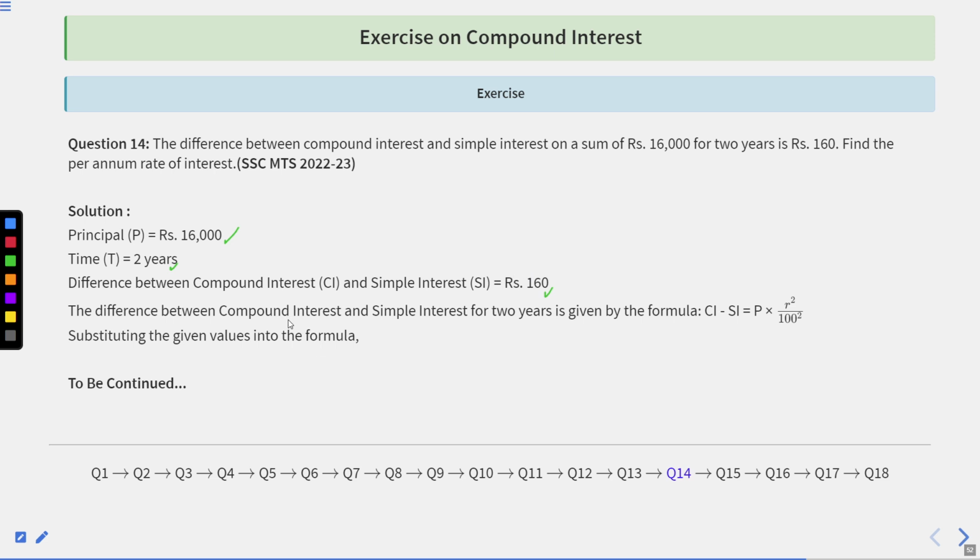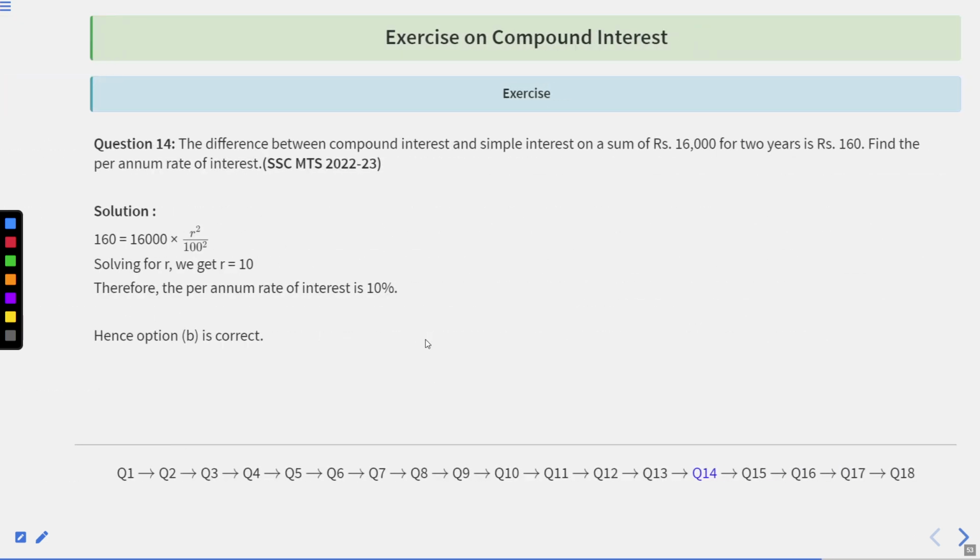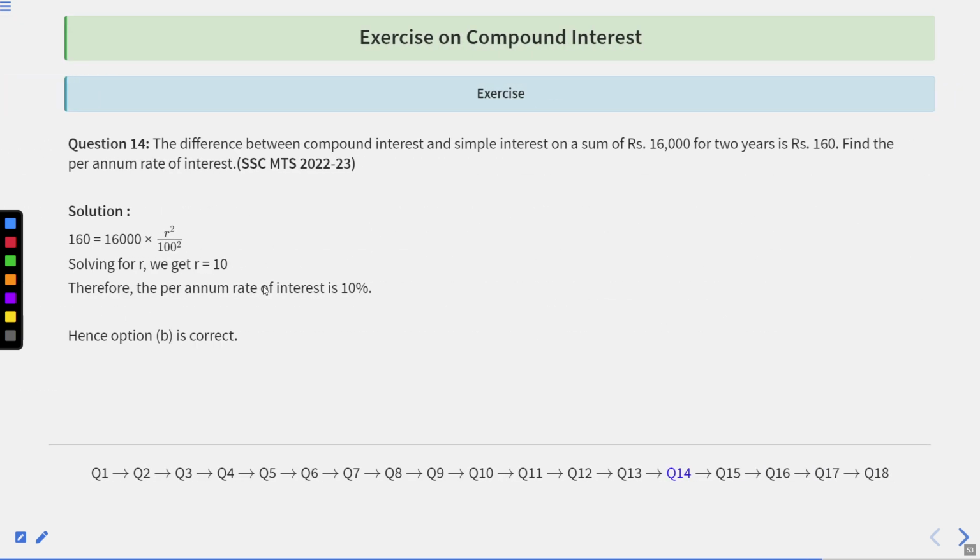The difference between compound interest and simple interest for 2 years is given by the formula: compound interest minus simple interest equal to principal into r square upon 100 square. So substituting the given values into the formula, 160 is equal to 16,000 into r square upon 100 square. Solving for r, we get r equal to 10. Therefore, the per annum rate of interest is 10%. So the correct option here is option B.